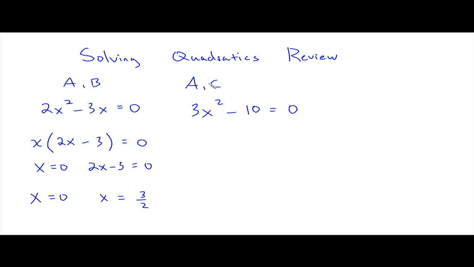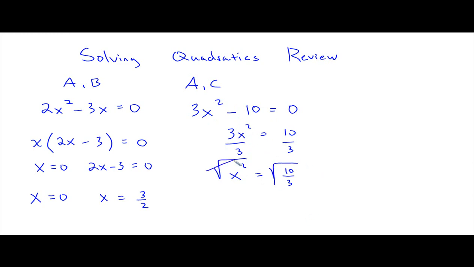So when you only have a and c, you want to solve this by using the square root method. Using the square root method, we need to get the x squared by itself so that then we can square root. So we're going to get the x squared by itself. We're going to add 10 first. 3x squared is equal to 10. Divide both sides by 3. x squared is going to equal 10 over 3. And then we square root both sides.